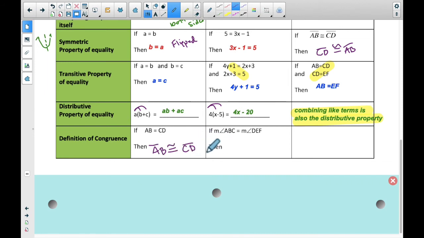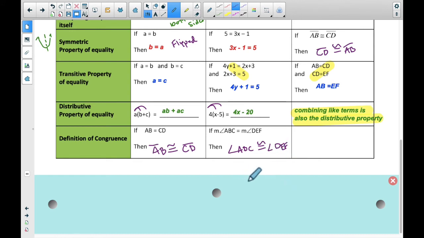Okay, a lot of times I draw my little tilde backwards, so I think I did it right this time. If AB is equal to CD, then segment AB is congruent to segment CD. Same with angle measures. So if the measure of angle ABC is equal to the measure of angle DEF, then that means that angle ABC is congruent to angle DEF. See, I did it backwards again.